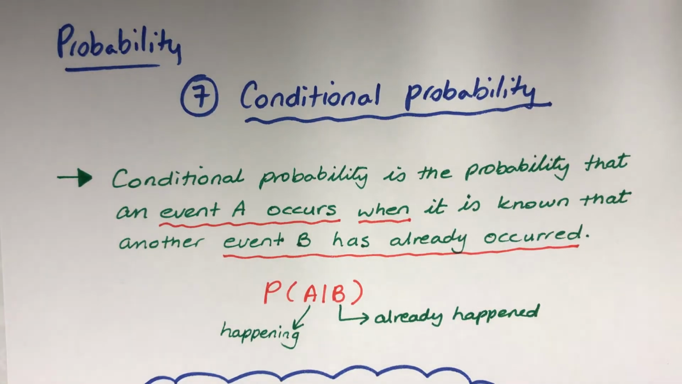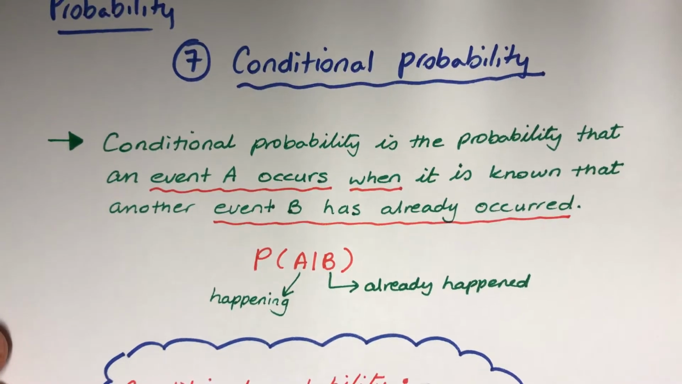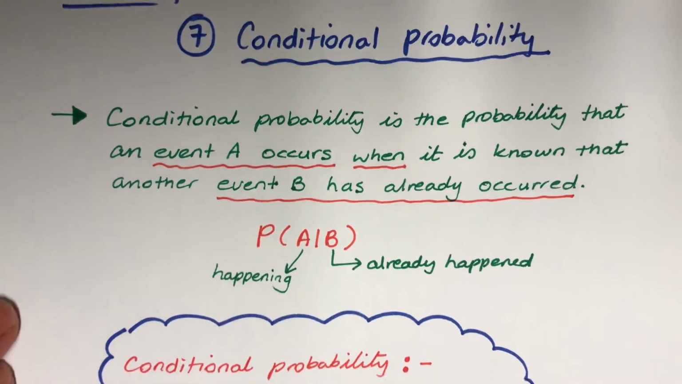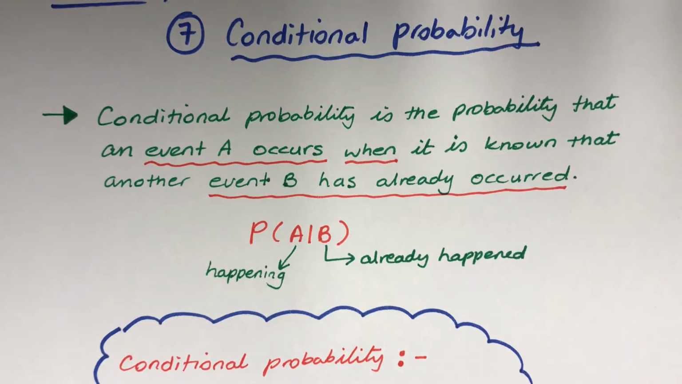Probability, the last part: conditional probability. Conditional probability is the probability that an event A occurs when it is known that another event B has already occurred. And then how do we write it? Notation will be P(A|B).